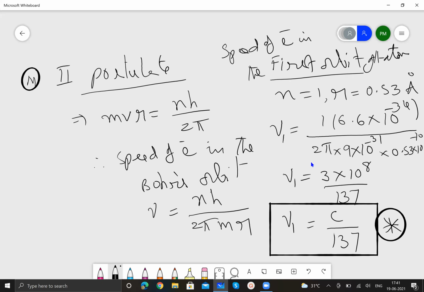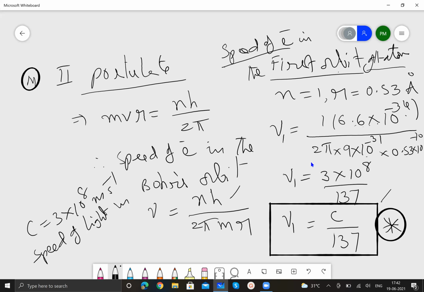You must remember it. So the speed of electron in the first orbit of hydrogen atom, I calculated using this formula. So V is 1.6 into 10 to the power of minus 34, the value of Planck's constant, by 2 pi, mass of electron 9 into 10 to the power of minus 31 into R, 0.53 into 10 to the power of minus 10. So on substitution, we will be getting V1 is equal to C by 137. So the speed of electron in the first orbit of hydrogen atom will be 137 times less than the speed of light. C, 3 into 10 to the power of 8 meters per second, is the speed of light in vacuum.